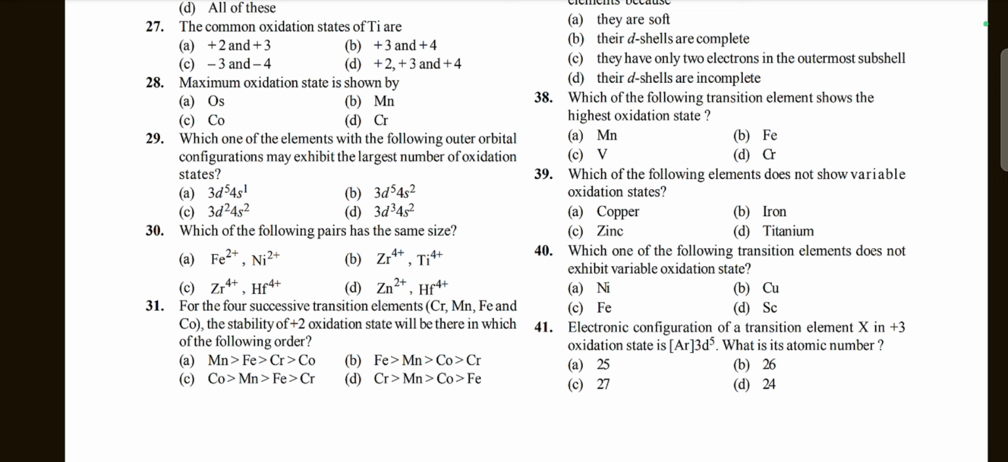For the four successive transition elements Cr, Mn, Fe, and Co, the stability of the +2 oxidation state will be in which of the following orders? So option A will be correct: Mn greater than Fe greater than Cr greater than Co.